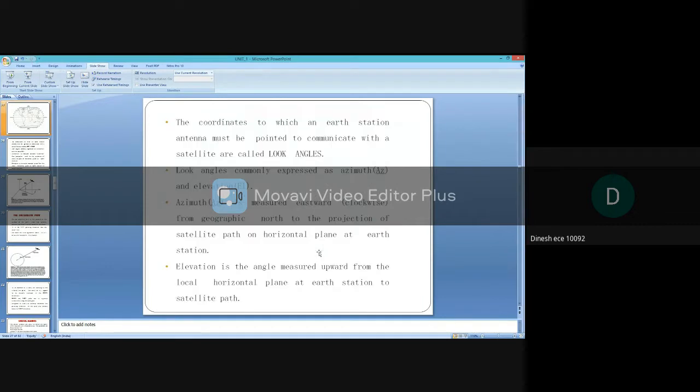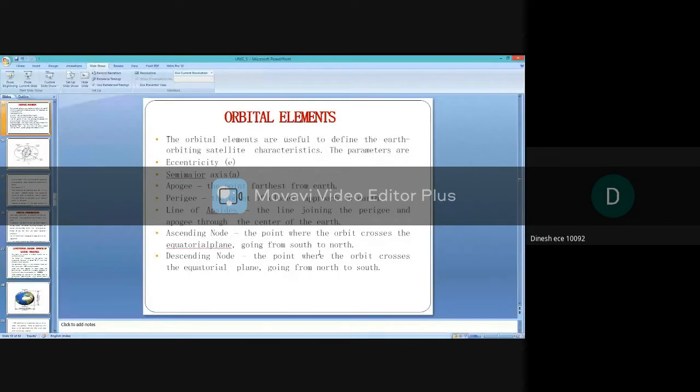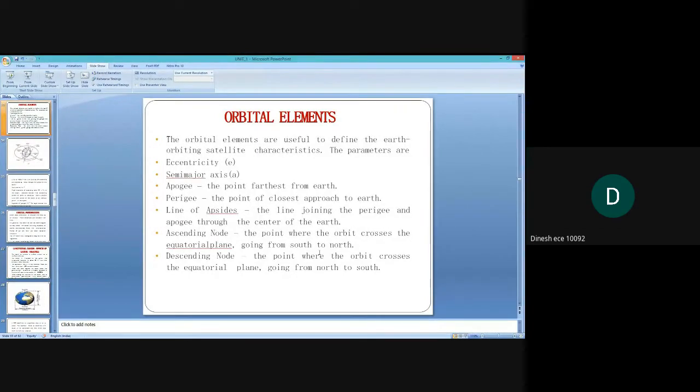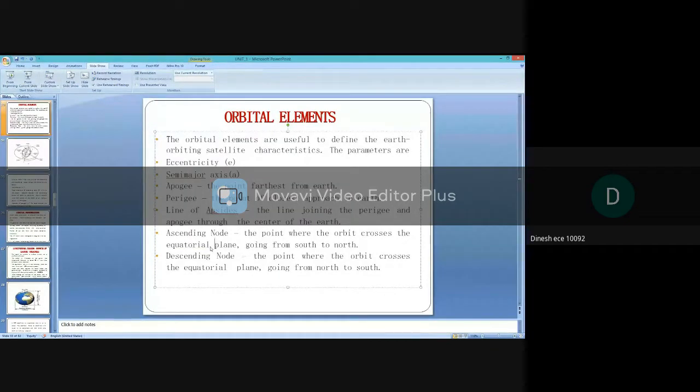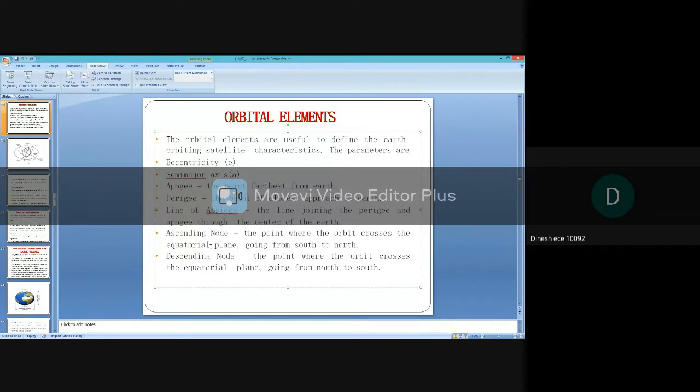Descending nodes is the next, which is the point where the orbit crosses the equatorial plane, moving from north to south, in reverse to that. From top to bottom, when it proceeds and crosses, that we call descending, and from south to north, when it crosses, it is called ascending. So ascending nodes and descending nodes, line of apsides, perigee, apogee, semi-major axis, and eccentricity: all these are the basic orbital elements that define the Earth orbiting with satellites.